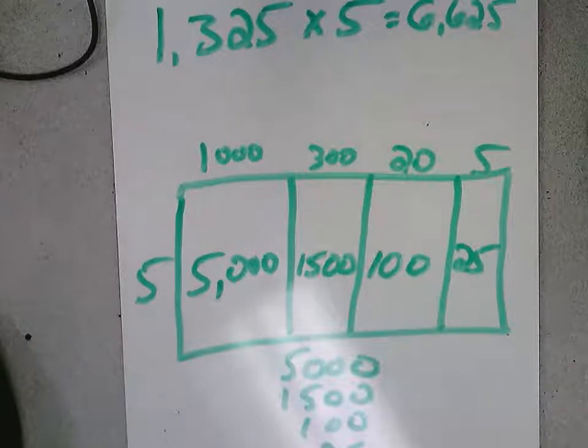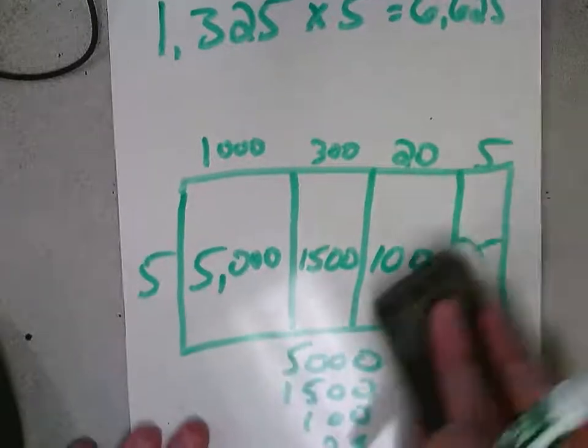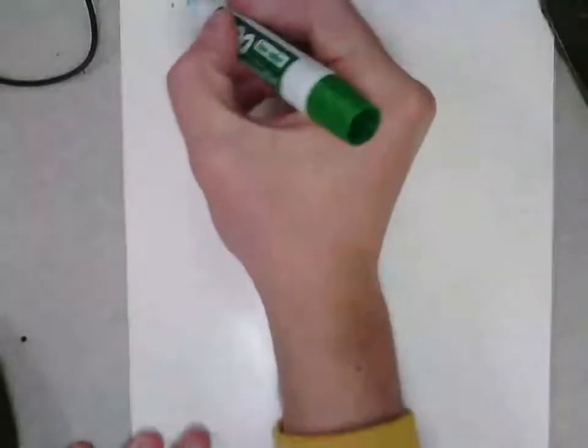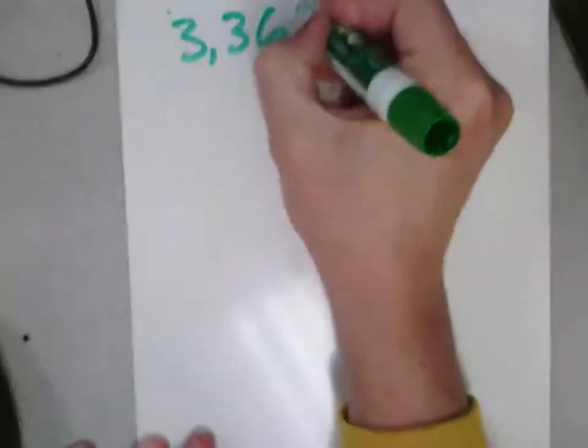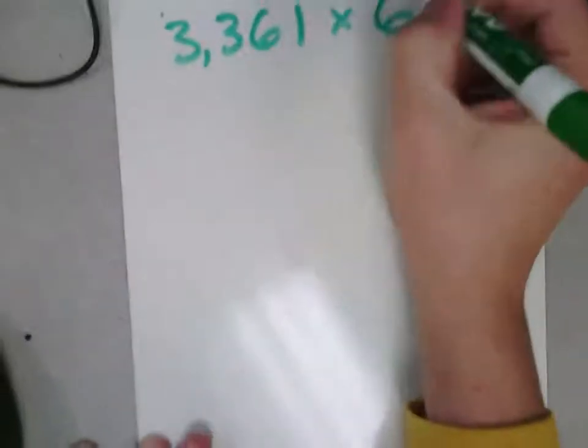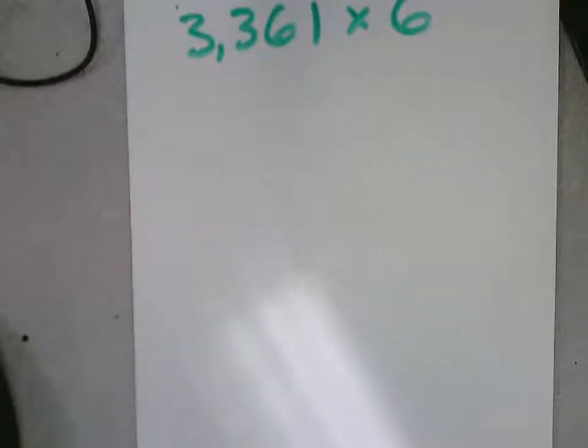So let's do another one. If we were going to look at, we'll say 3,361 times 6, okay? And just to relate this, let's remember if we added 3,361 6 times, we would get the correct answer. However, that would take a lot of time and just be a pain. So let's solve this with multiplication. This time we're going to start with the area model, okay?